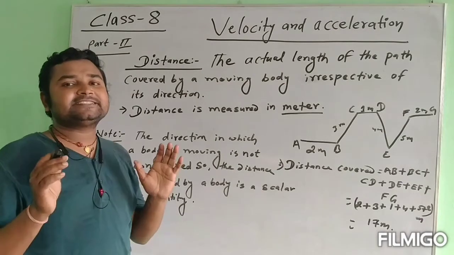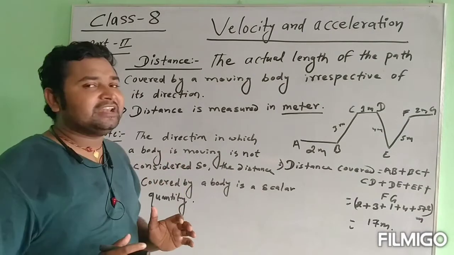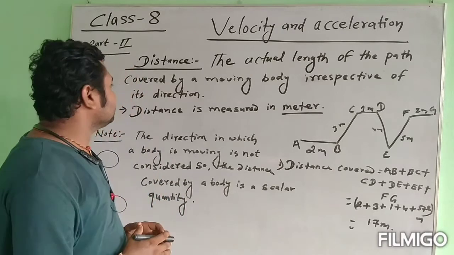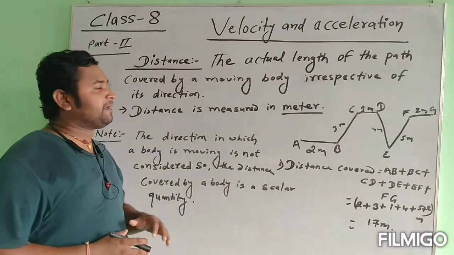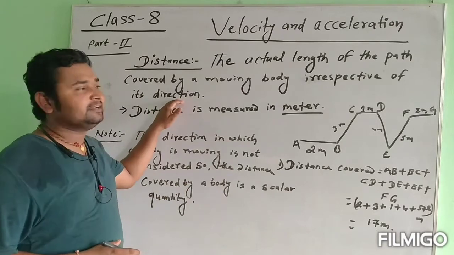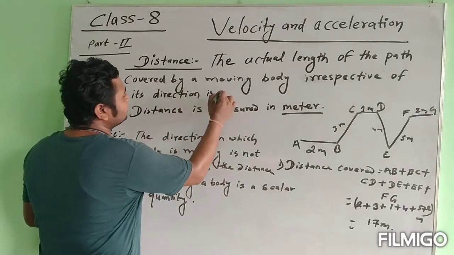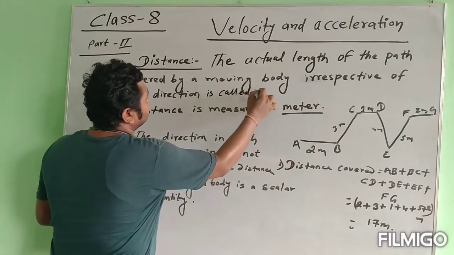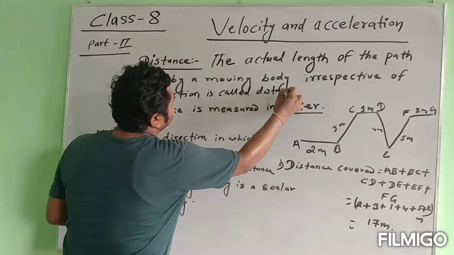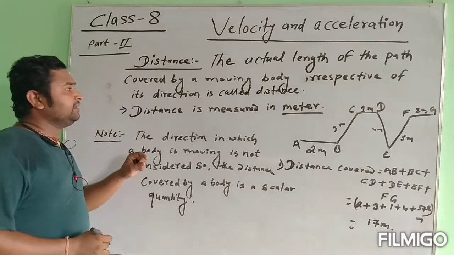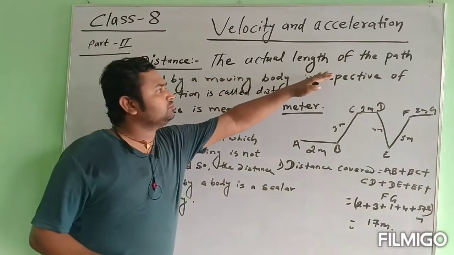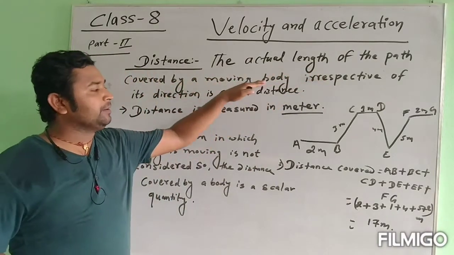What is distance? The actual length of the path which is covered by a moving body, irrespective of the direction, that is called distance. Here, the actual path covered by a moving body.